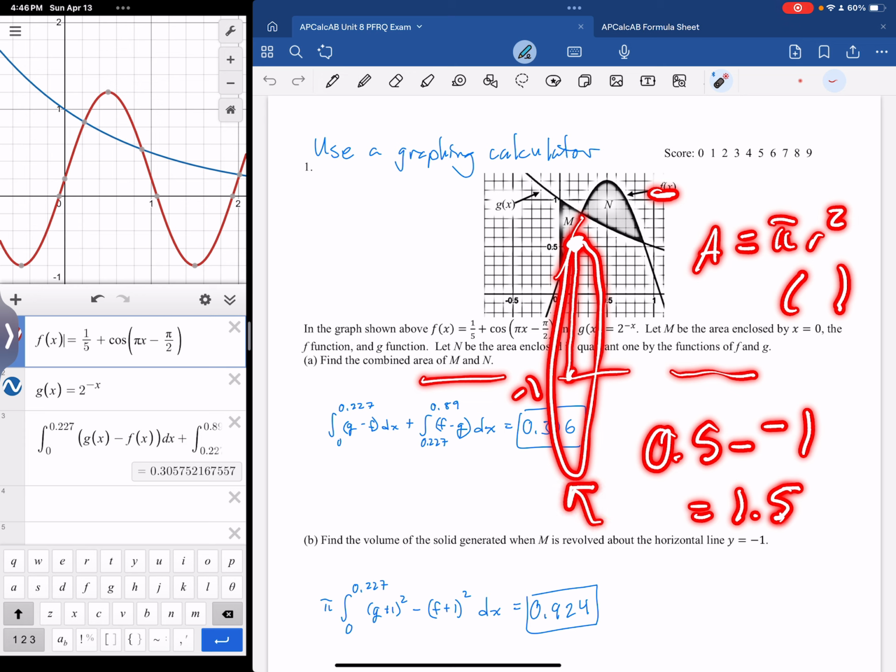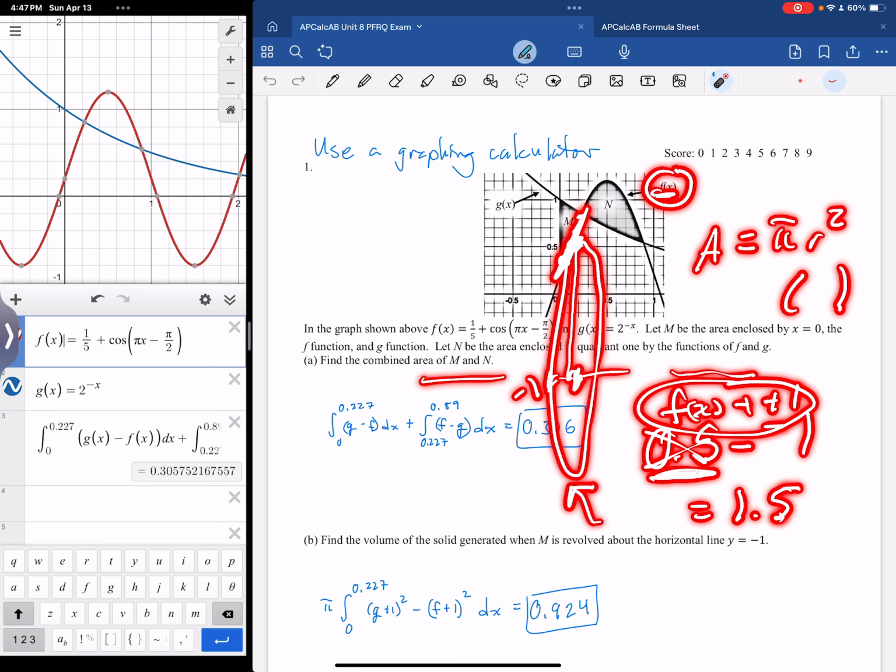Now we have a bunch of radii from all these points on this curve from our lower boundary and our upper boundary. So instead of saying 0.5, I'm going to say f. And we're going to say f of x minus -1, which is really just adding 1, which gives you the radius of the circles that are formed when you revolve f around the axis of revolution. Whew, that's a mouthful.